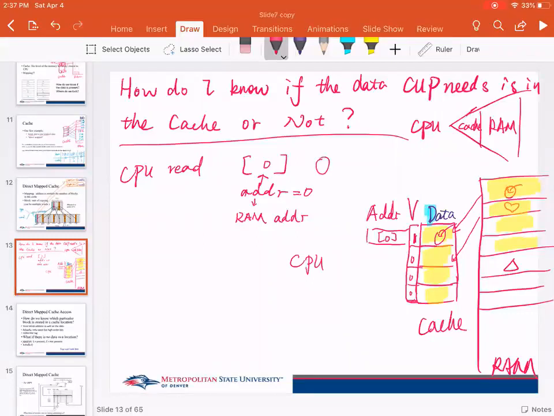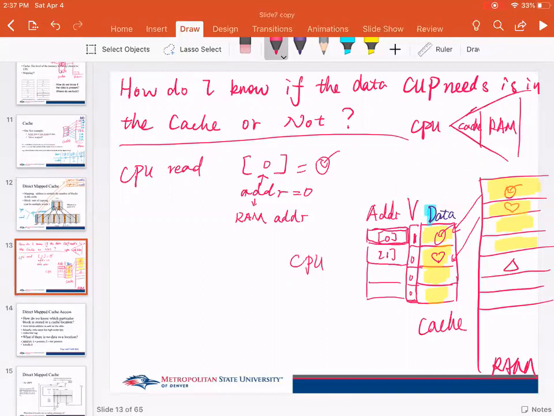Because the apple has the address number 0, we have to store the address number 0 as well as the apple. Same as the apple, we have to store the address of the apple. If we store the heart in the cache memory, then we have to store the address of the heart. So same thing for all the other data, right?